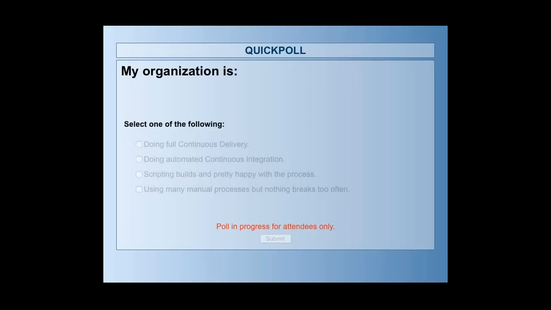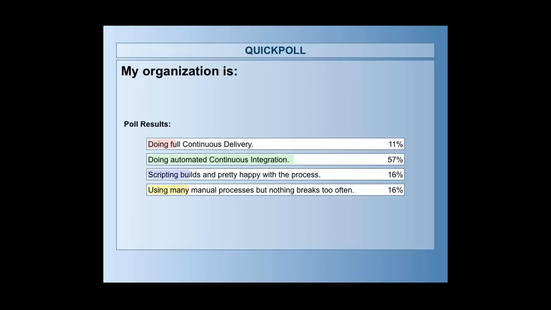And survey says, wow. So just 11% consider themselves doing full continuous delivery, Neil. That's a little lower than I probably would have thought. 57%, overwhelming majority here, do automated continuous integration. That's good to hear. 16%, again, relatively low, are scripting builds and are happy with the process. I wonder how many are scripting builds and are unhappy with the process. And then another 16% are using many manual processes, but nothing breaks too often. And that's probably in line. What do you think, Neil?